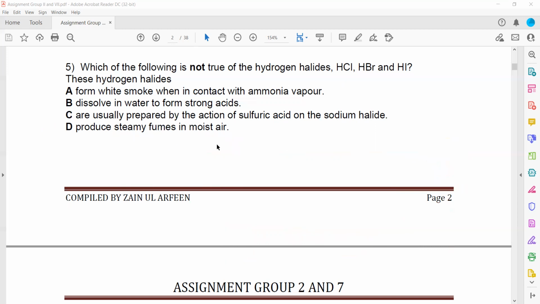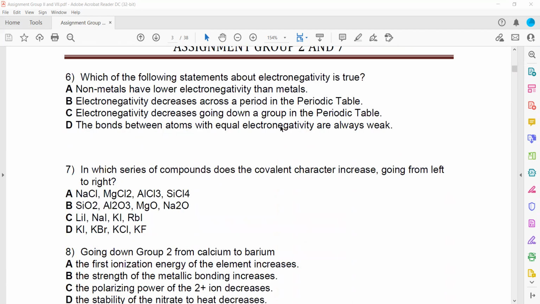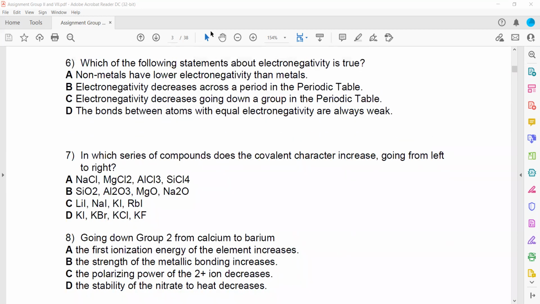So for question 5, C is the valid answer. In question 6, which of the following statements about electronegativity is true? Electronegativity means the tendency of an element to attract the shared pair of electrons. So when we move across the period, because the size is decreasing, what happens to electronegativity? Electronegativity increases. And as we go down the group, the electronegativity decreases because the size is increasing. So what is the trend?